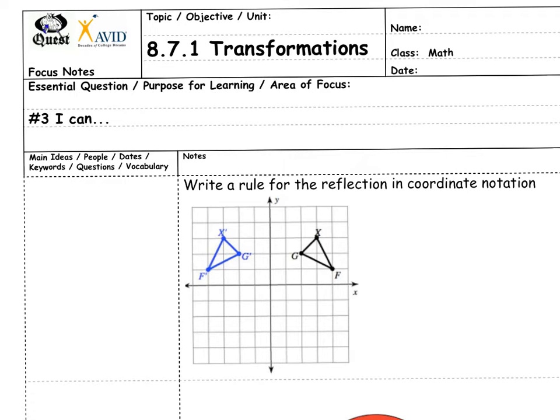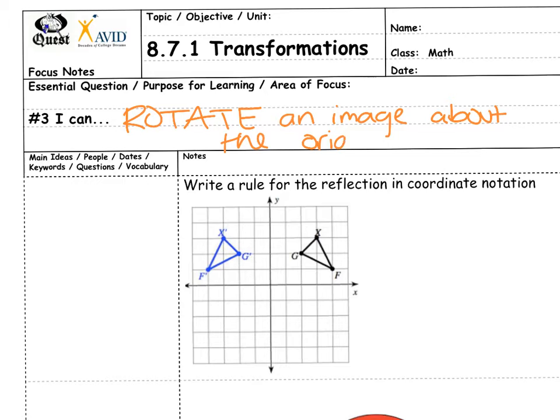Today's lesson is lesson number 3 in transformations, and your I can for today is I can rotate an image about the origin. We're always going to be rotating around the origin or the point 0, 0 in this unit. In the future, you may rotate around a different point, but not today.